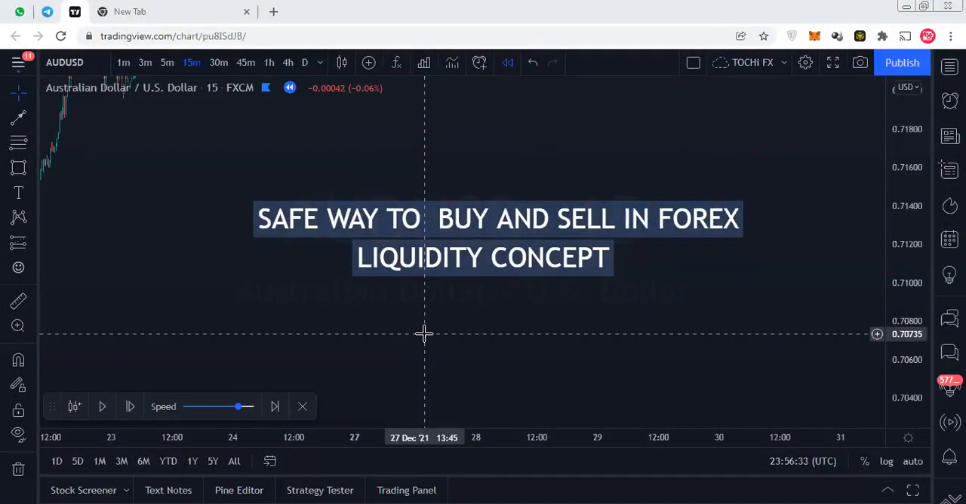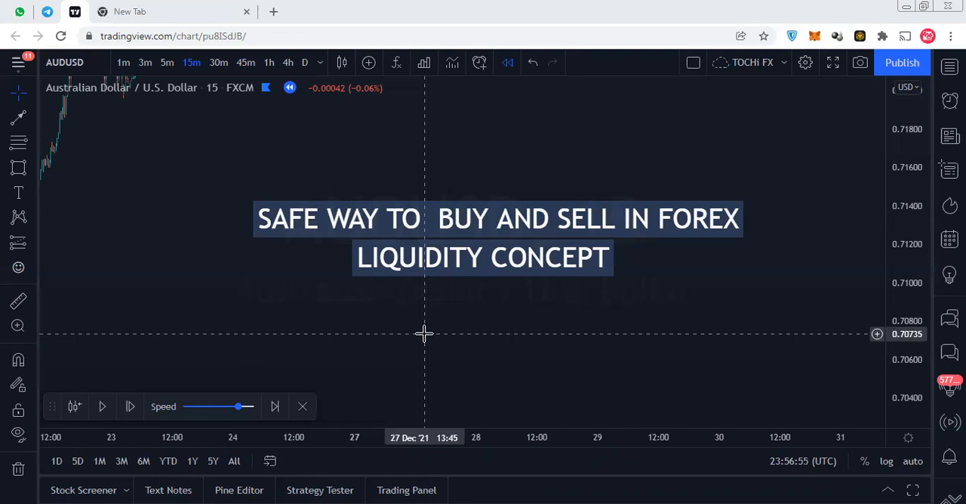Okay, I'll be discussing today the safe way to buy and sell in Forex, which is the liquidity concept. Now, liquidity, some of us know it as double bottom, double top. Some of us know it as M and W.